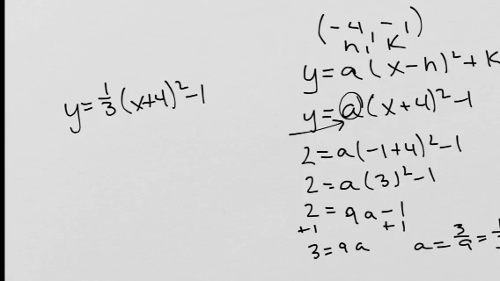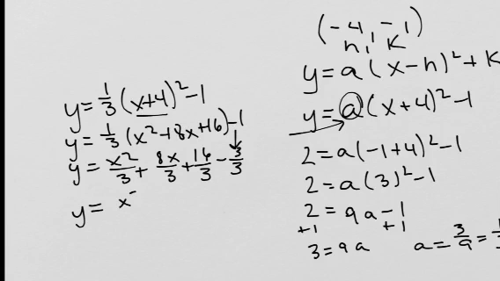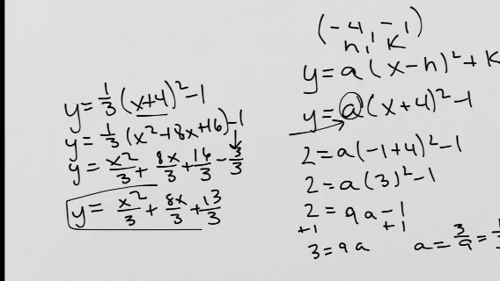To find the standard form, I need to FOIL my trinomial here. Distribute my 1/3. And I'm going to rewrite this 1 as 3/3, so I have a common denominator with everything, so I can go ahead and combine my like terms and get x²/3 + 8x/3 + 13/3 as my standard form.